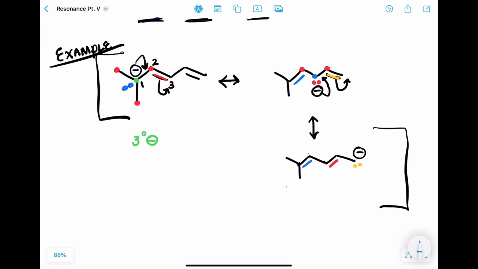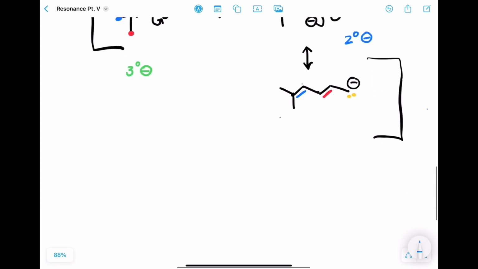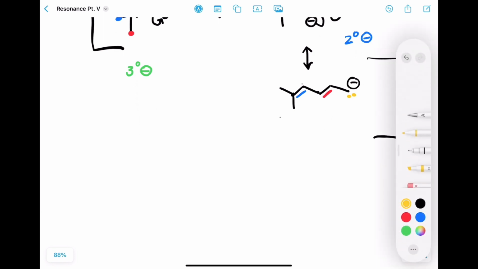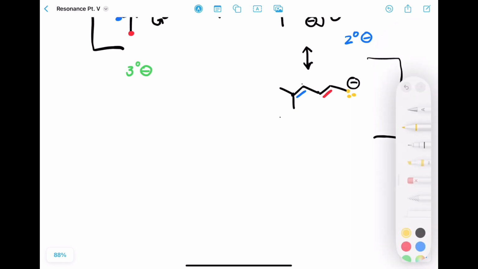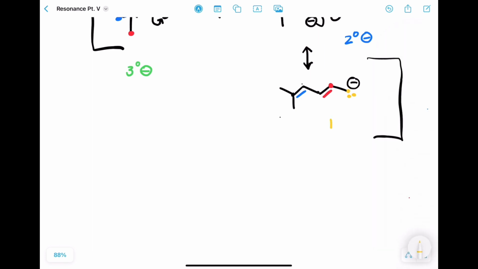So that carbon in the middle between the two is going to be a secondary carbanion, right? And then lastly, the carbon here at the bottom, which I'll put in yellow, left with no choice. It has one neighboring carbon, and so therefore it is a primary carbanion, right? So we have tertiary, secondary, primary.